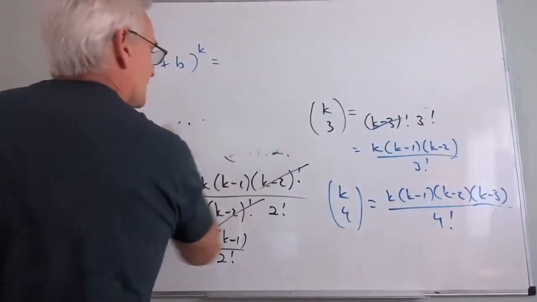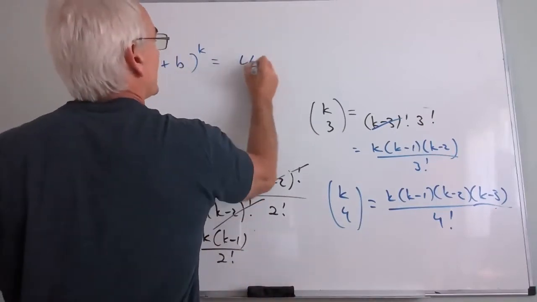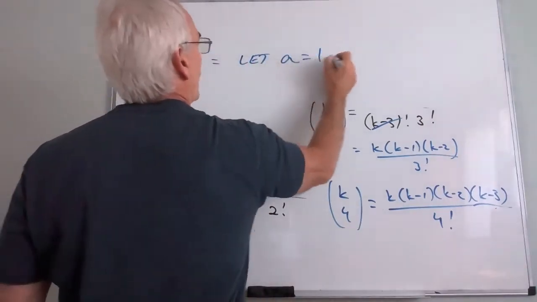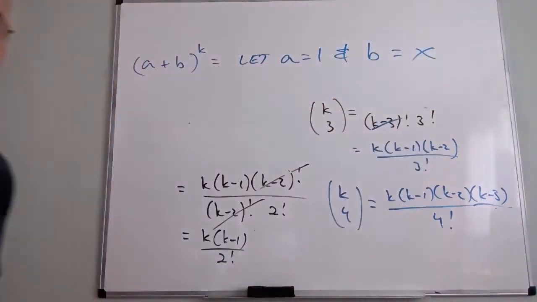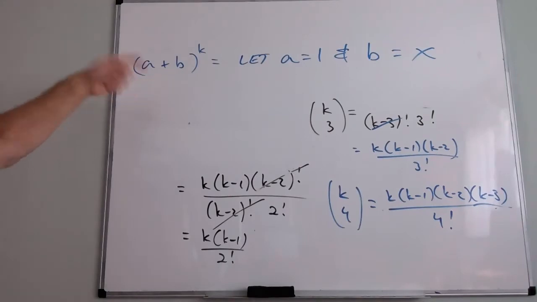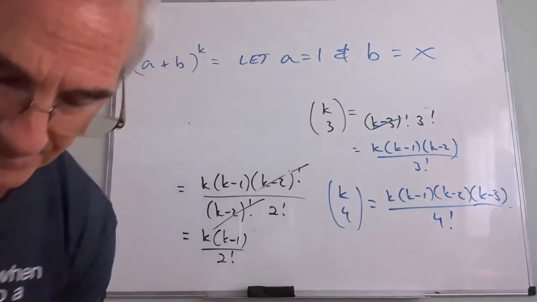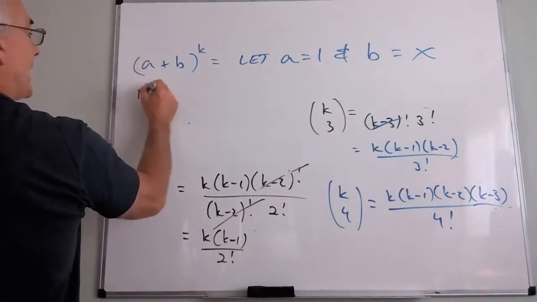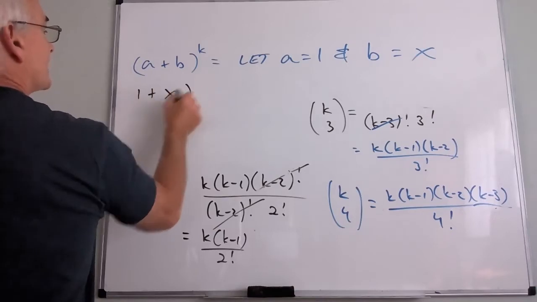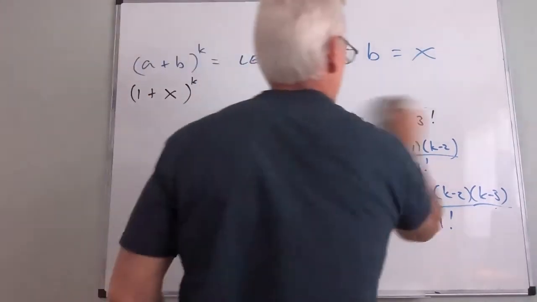Now, I'm going to make a subtle change. I'm going to say, let's let A equal 1 and B equal X. That doesn't cause any problems. In the binomial expansion, your A and B can represent absolutely anything. Okay, so with that statement right there, then I can say with absolute certainty, 1 plus X to the K, again, using the binomial expansion that we just went over.